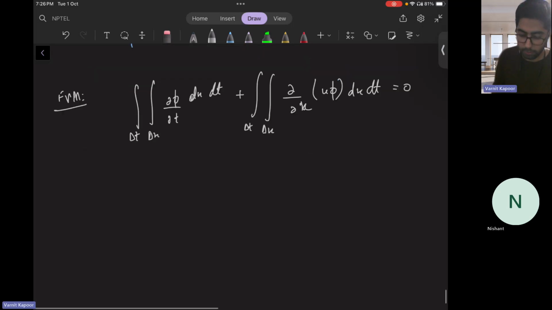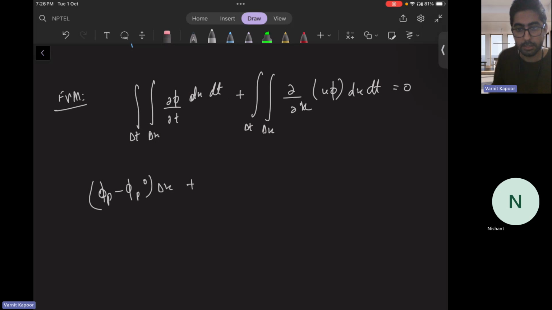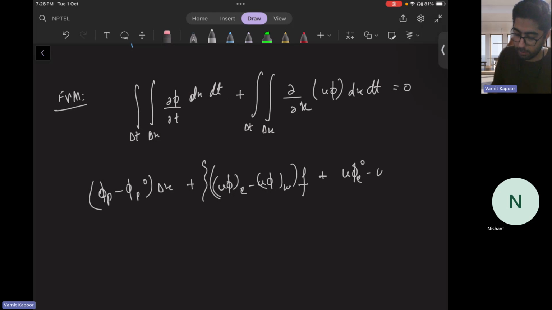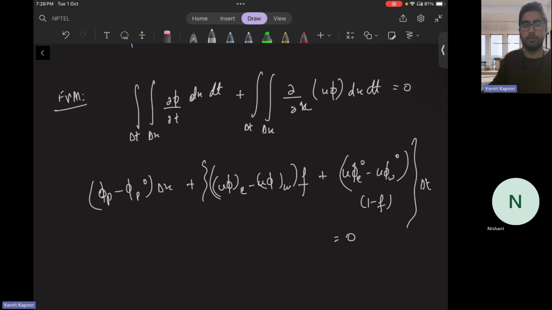This is the unsteady equation. Here again, it can be written as phi p minus phi p naught by delta t, plus, in the second term, some factor will come: u phi at east minus u phi at west with the factor f, plus u phi at east naught minus u phi at west naught with a factor of 1 minus f, and this whole will be multiplied with delta x, equal to 0.